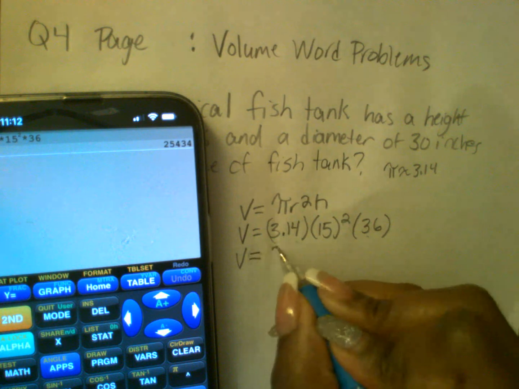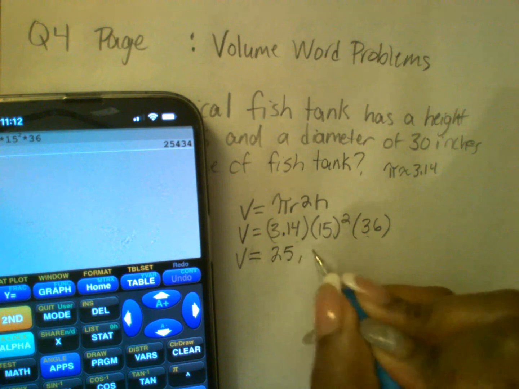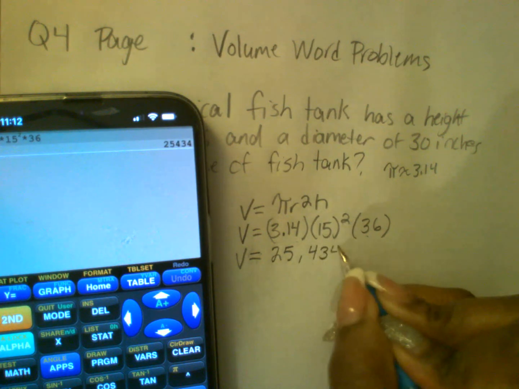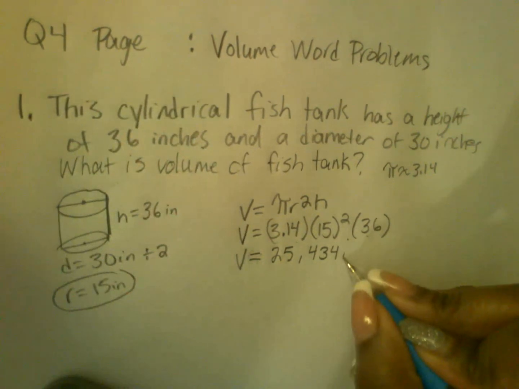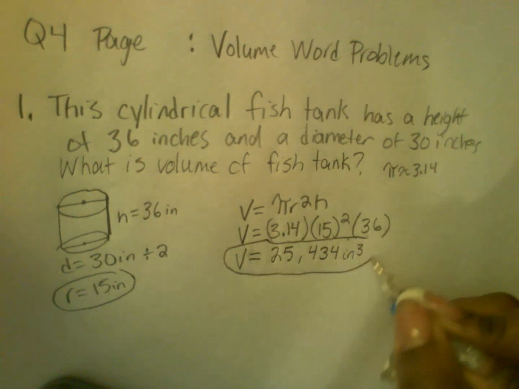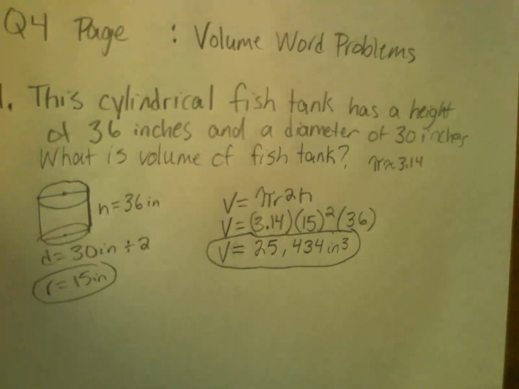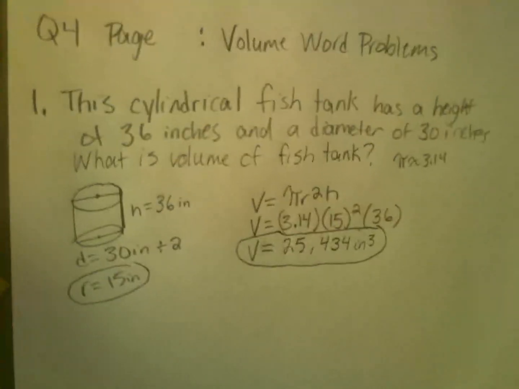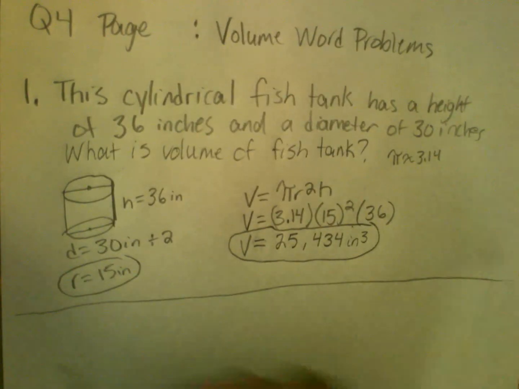It's equal to 25,434. And what is this? Inches to the third power. Remember, volume is the number of cubic units in a three-dimensional solid. So this is how you answer this particular word problem, okay? All right, let's do another one together.